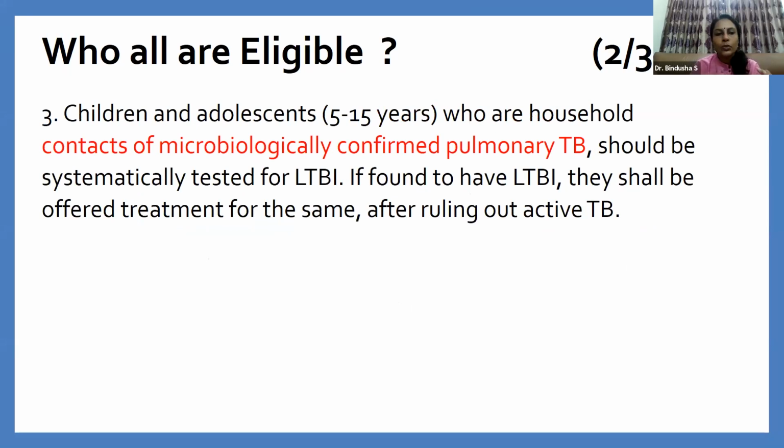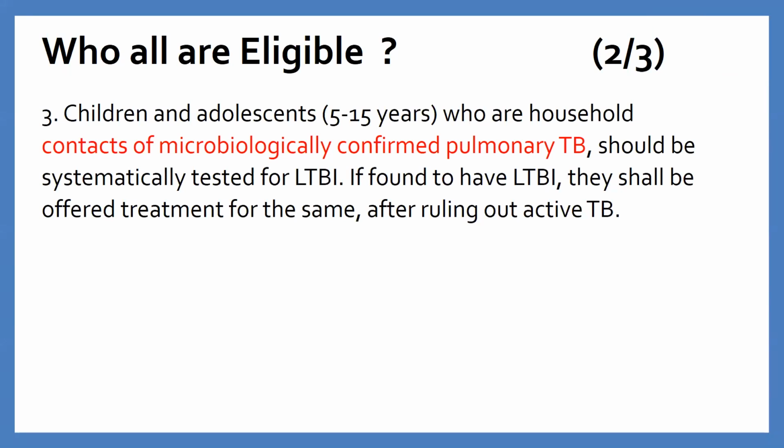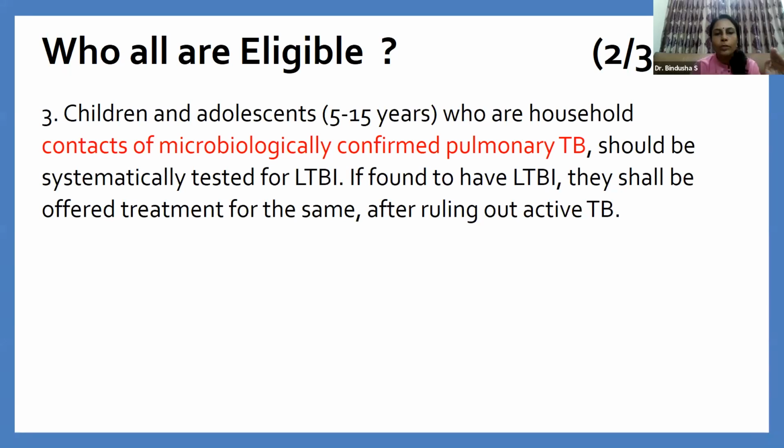The third group is the new group which is included in the TB preventive therapy. Children and adolescents between the age of 5 and 15 years who are household contacts of microbiologically confirmed pulmonary tuberculosis should be systematically tested for latent TB infection. If they are found to have latent TB infection, then they shall be offered treatment for the same after ruling out active TB. So we are not going to treat all these children between 5 to 15 years, but all these children need to be tested for latent TB infection. If the patient shows any immunological response to the Mycobacterium tuberculosis, then they will be offered latent TB treatment.